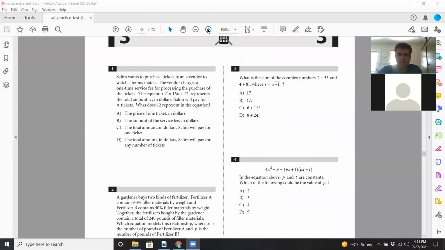Okay, so we're recording right now. And here is, let me share my screen. Here's test 6. So we're gonna focus on math right now. So sections 3 and 4.